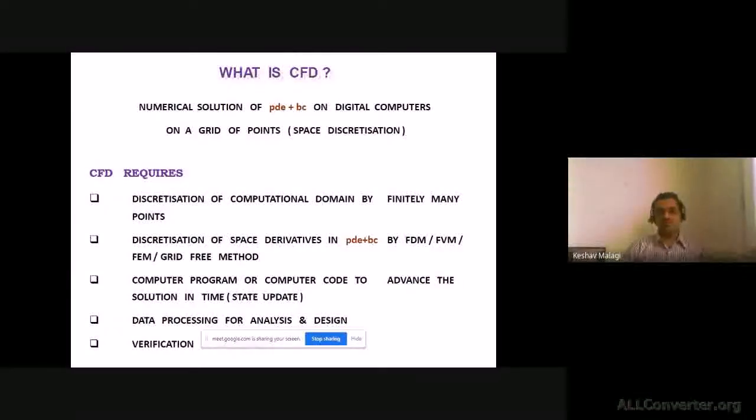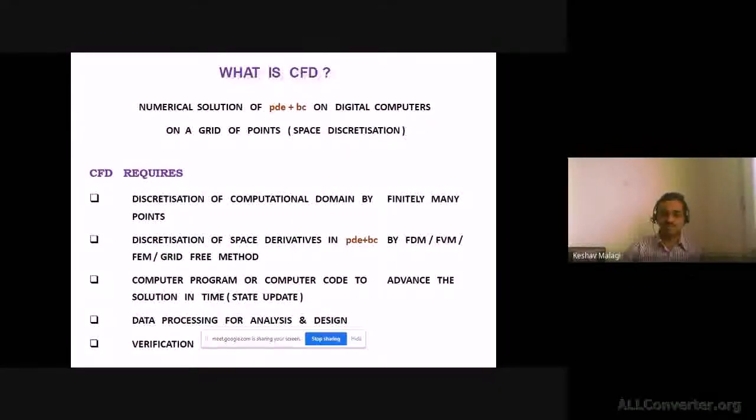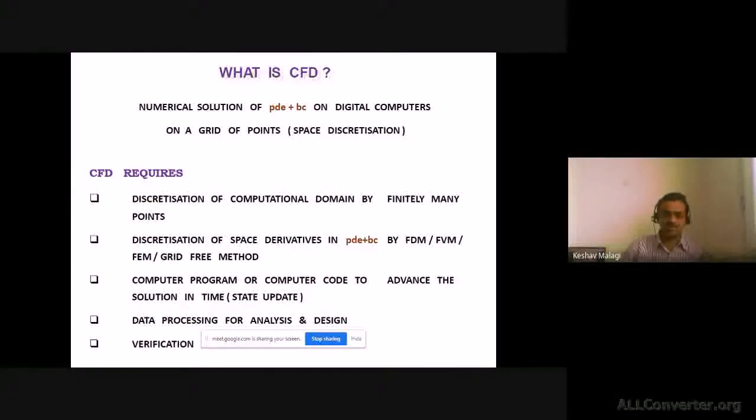So what is CFD? CFD, as you have heard in the numerical discretization techniques talk earlier, or Professor Balakrishnan's talk, consists mainly of numerically solving PDE plus BC. So you solve a partial differential equation subject to certain boundary conditions on computers on a grid of points. This is a very broad definition of CFD. Of course, you know why we go for numerical solution.